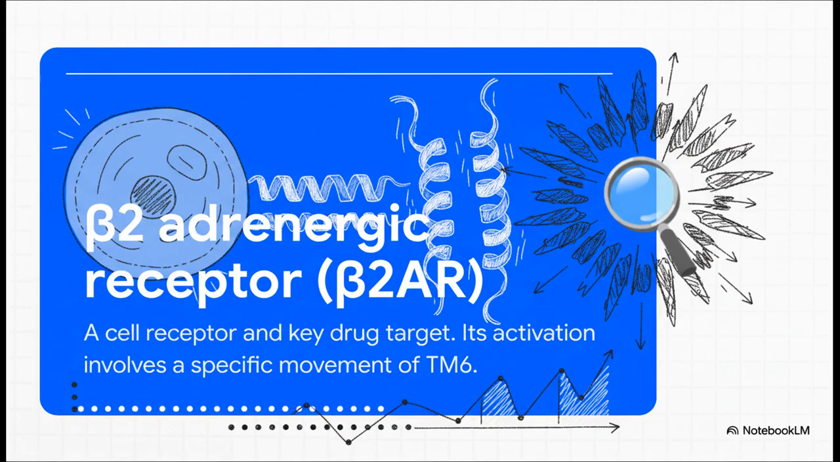The protein they picked is a big one. It's called the beta-2 adrenergic receptor, or beta-2AR for short. This thing sits on the surface of our cells, and it's a target for tons of important drugs. Think asthma and heart conditions. And here's the key. Scientists already knew that for this protein to switch on, a specific corkscrew-shaped part, called helix 6, had to move in a very, very particular way.